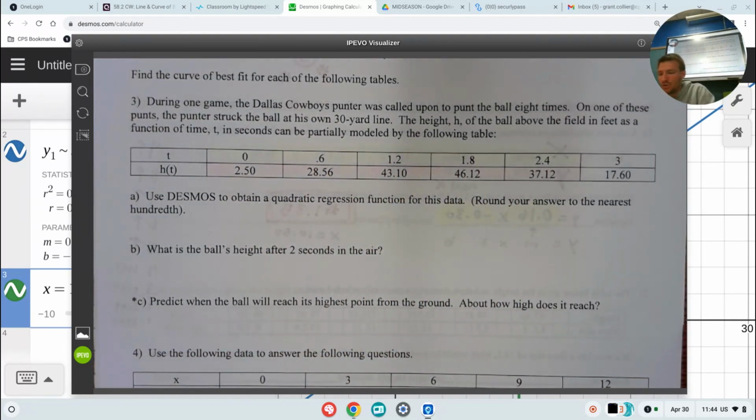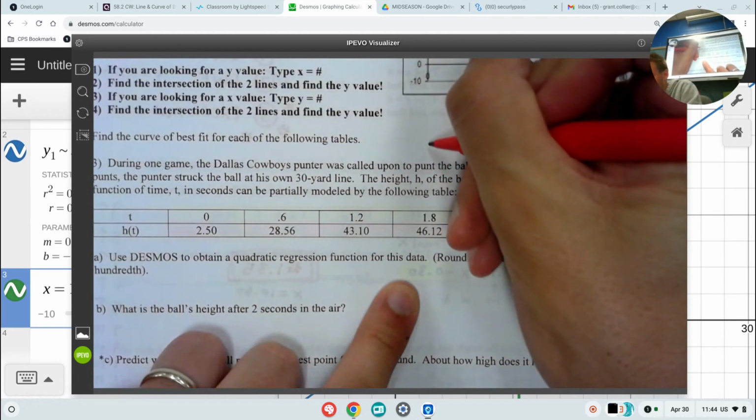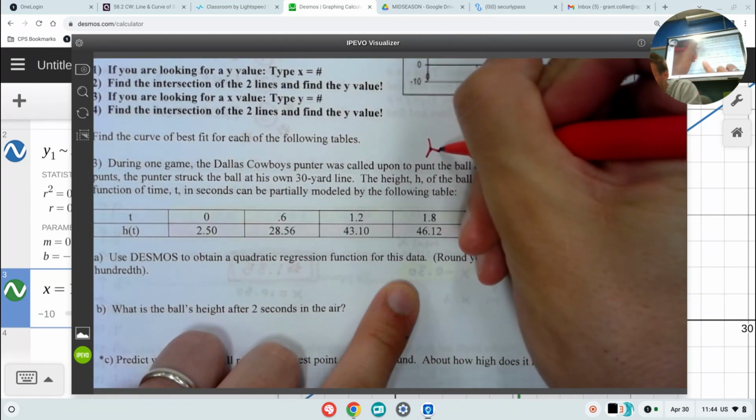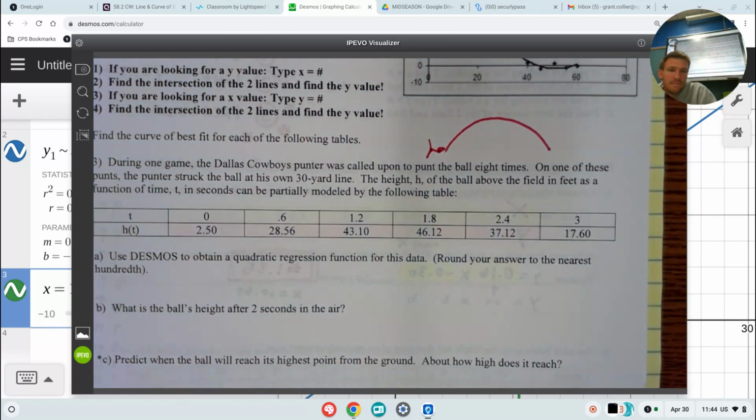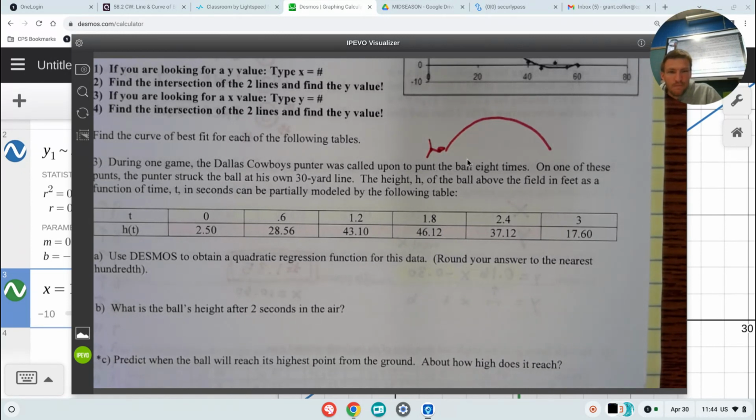Here's what happened. Dude punted the ball. And guess what happens when dude punts the ball? It goes up, and then it comes down. It's called gravity. Right? Thank you. Exactly. So smart, Makai. Now, what we need to do is get this data in here, and I hope it looks like gravity.